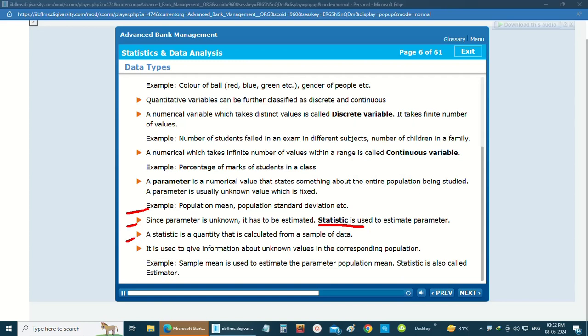A statistic is a quantity that is calculated from a sample of data. It is used to give information about unknown values in the corresponding population. Example, sample mean is used to estimate the parameter population mean. A statistic is also called an estimator.